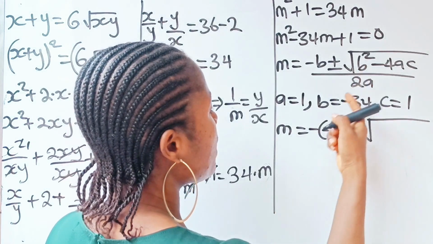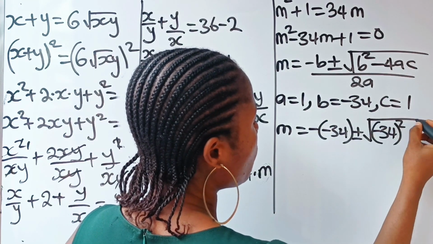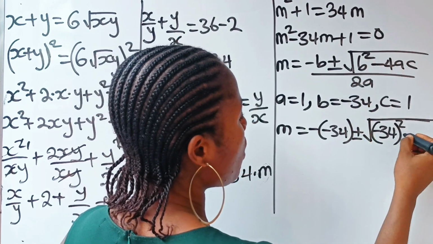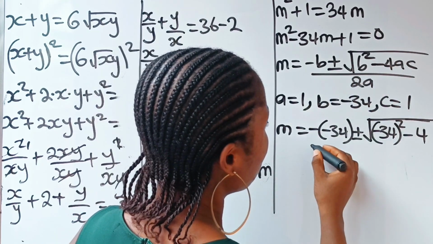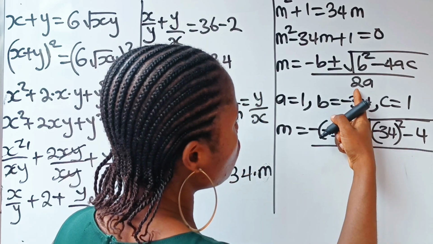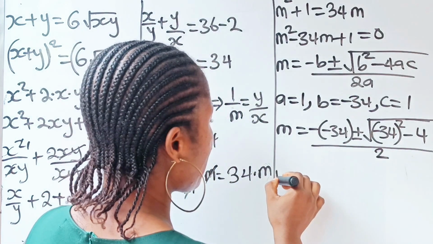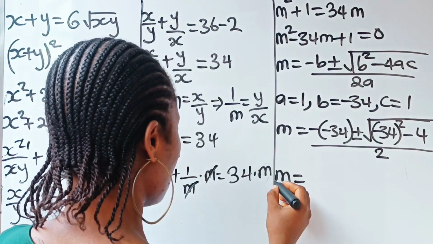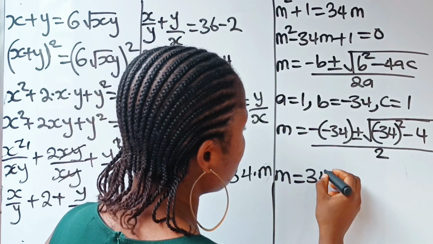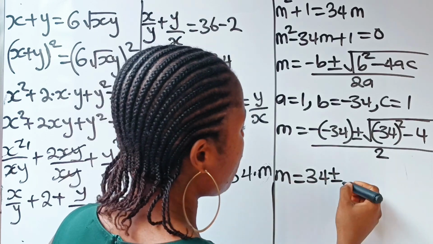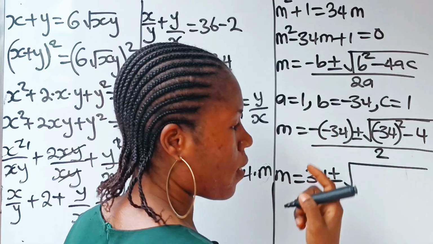Of, our b is minus 34, right? Minus 34 squared. Then minus 4ac. 4 times 1 times 1 will still give us 4. Everything divided by 2a, that is 2 times 1, will still give us 2. So we have that m is equal to, minus is plus, so we have 34 plus or minus the square root of, now 34 squared.